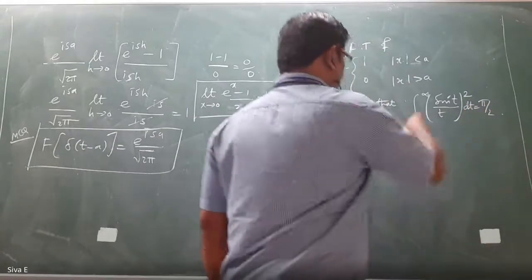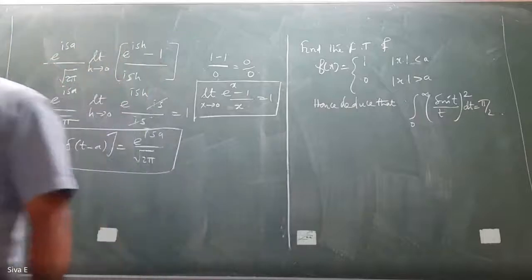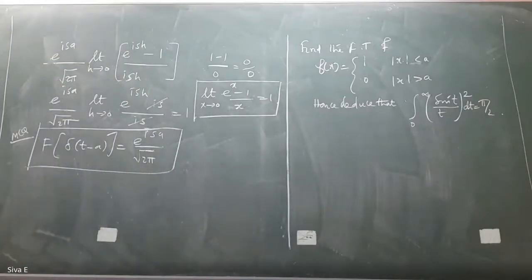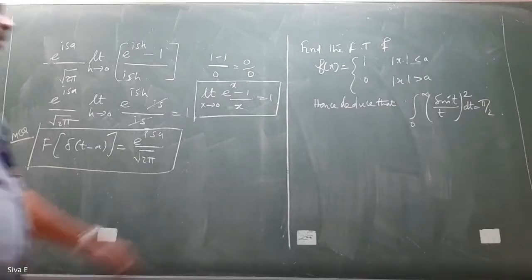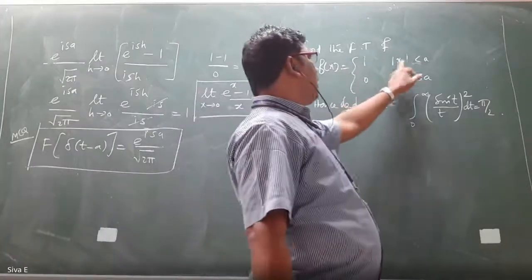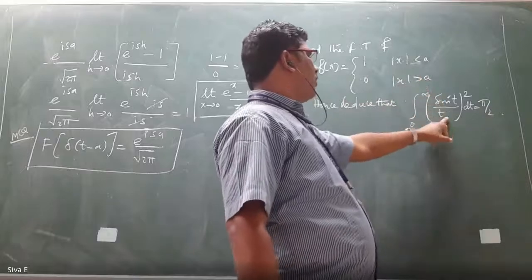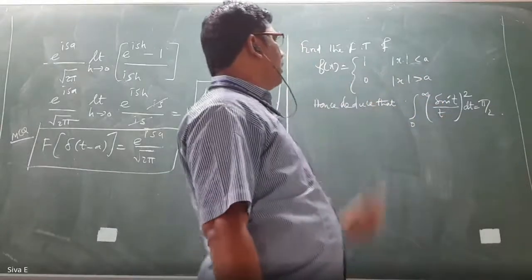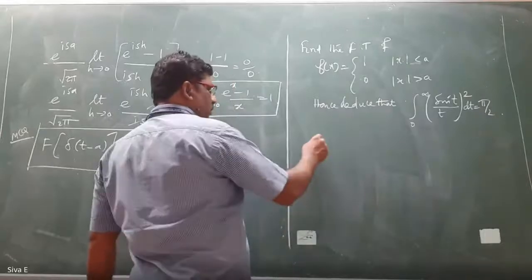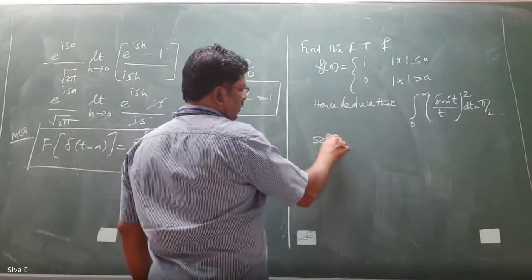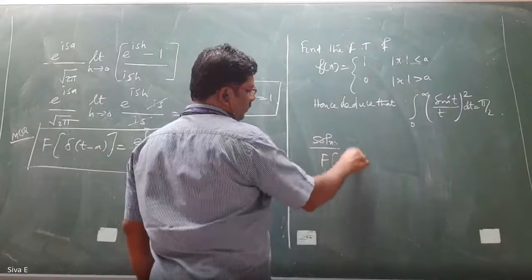Already we have proved this result for the Fourier transform of x. The same problem, with mod x less than a and mod x greater than a, we have done. But for 1 we didn't do that. So how to find the solution for this? First we have to find the Fourier transform of 1.